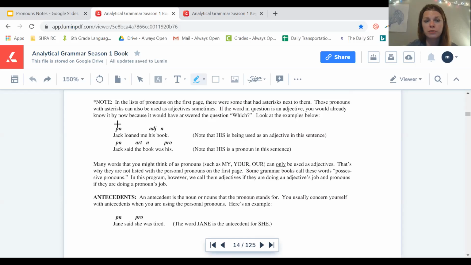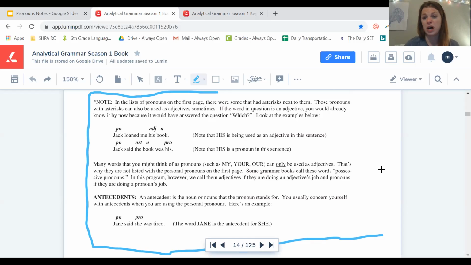In our list of pronouns on the first page, there were some asterisks or stars. Those are the pronouns that also can act as adjectives sometimes, and you just have to be able to ask that "which" question. So I would put a big box around this whole thing. I apologize for my box making skills because it's going to be important.